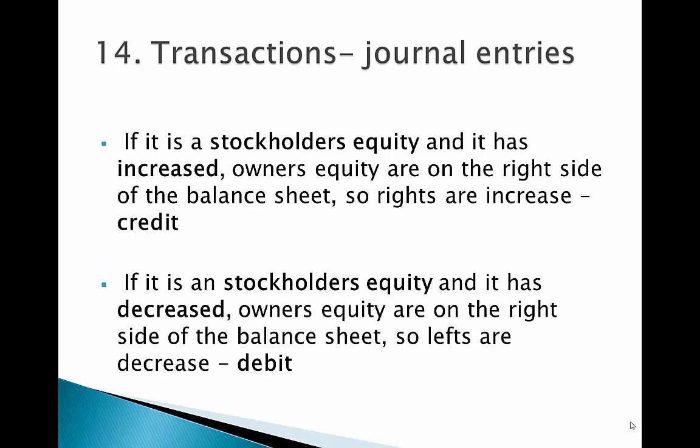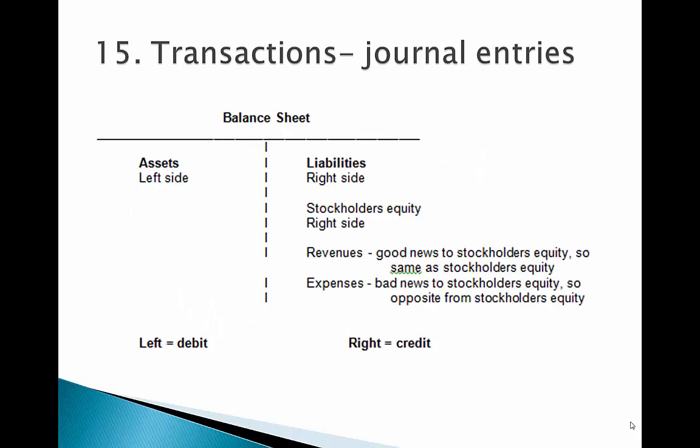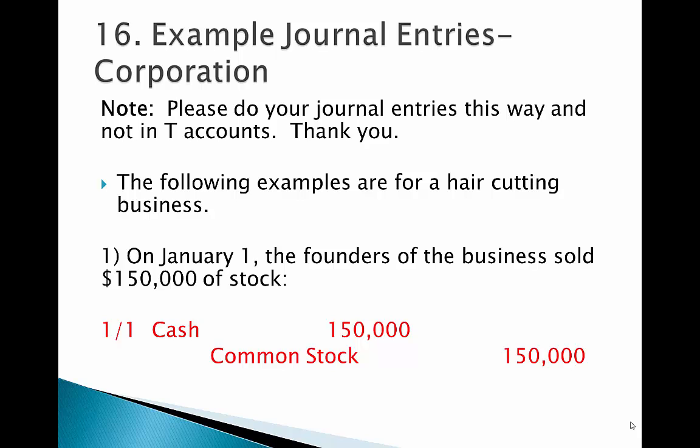If it's stockholders' equity and is increased, stockholders' equity is on the right side of the balance sheet, so rights are increased, a credit. If it's stockholders' equity and it has decreased, owner's equity is on the right side of the balance sheet, so lefts are decreased, a debit. This can be illustrated by the following balance sheet. See the assets on the left side, lefts are debit; liabilities on the right side, credit; stockholders' equity, credit. Revenues are good news to stockholders' equity, so it's a credit if an increase or regular balance, and expenses are bad news to stockholders' equity, so it's the opposite, it's a debit. Okay, let's do a couple examples of journal entries.